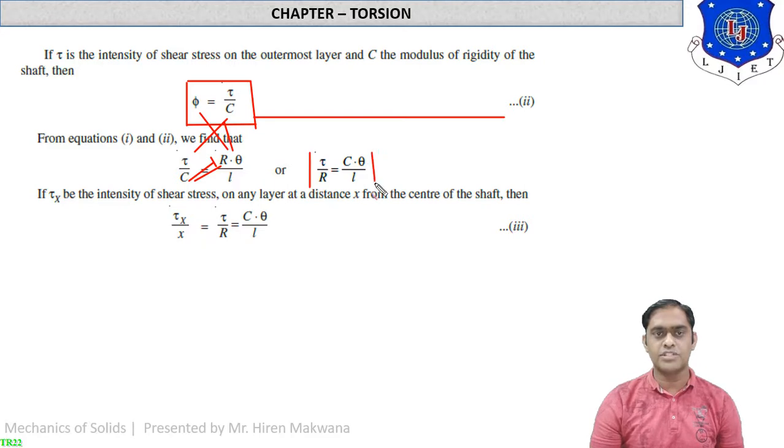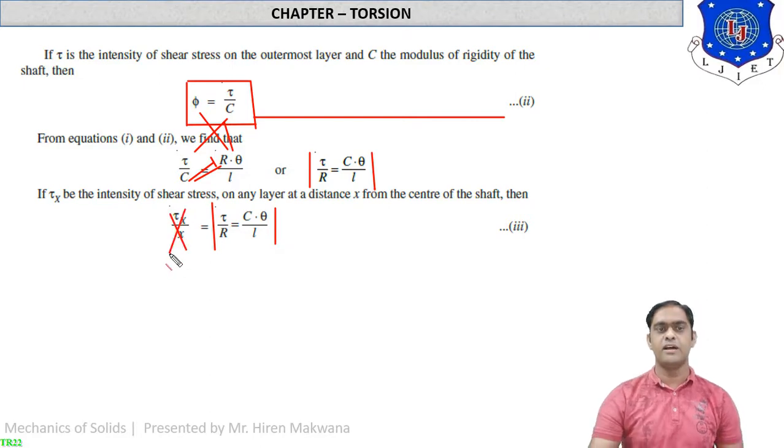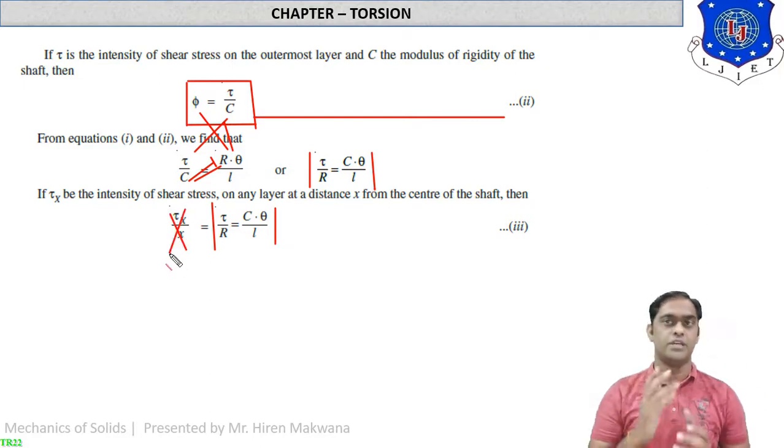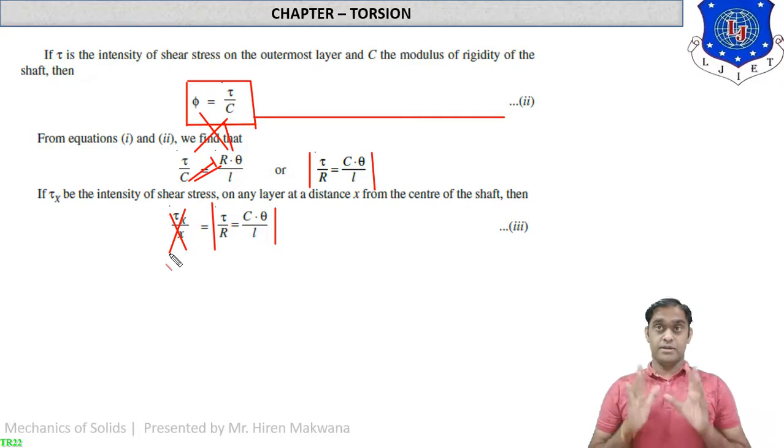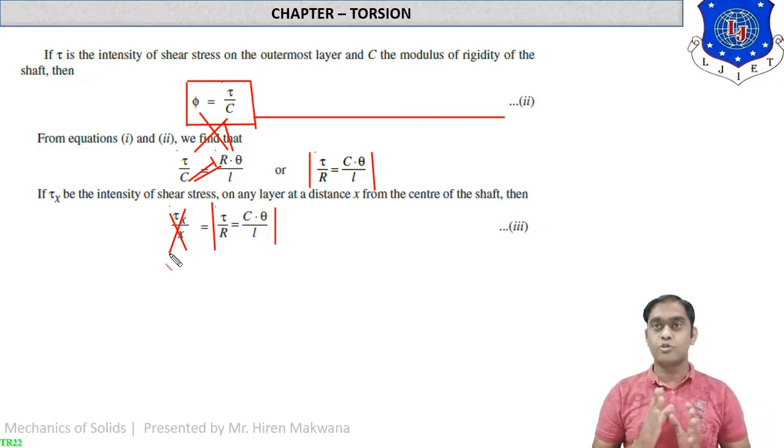Tau by r equal to c theta by L. So this is the fundamental equation, tau by r equal to c theta by L. Just forget this formula, which is not important from your point of view. So it is our first equation for the torsion. Tau by r equal to c theta by L.